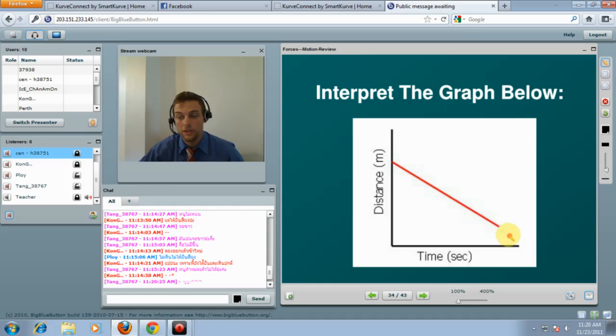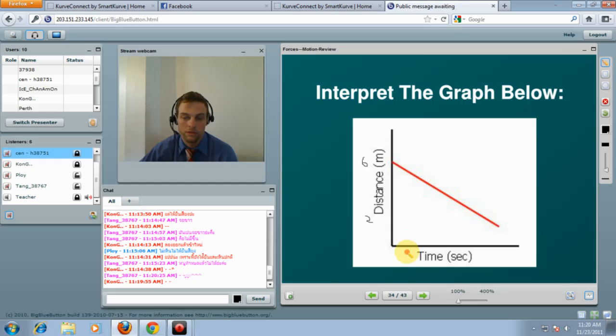Okay, so this one's a little bit trickier. Can anyone tell me what's going on here? So we have distance is changing, right? So say this is 6 meters, and this is 2 meters, and this is time. This is 3.5 seconds. Distance is changing, time is changing, and the line is straight. Any ideas?